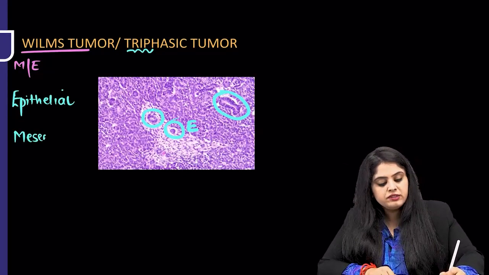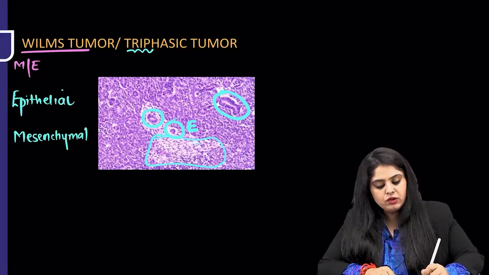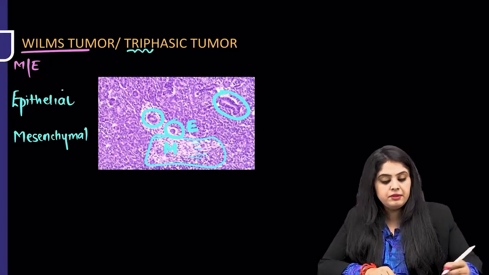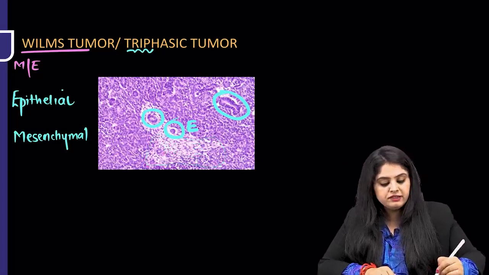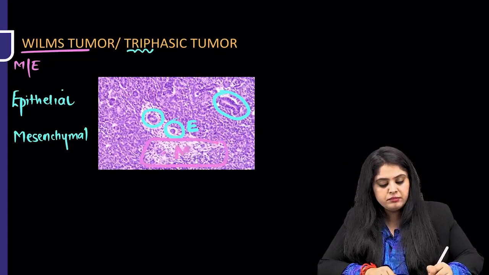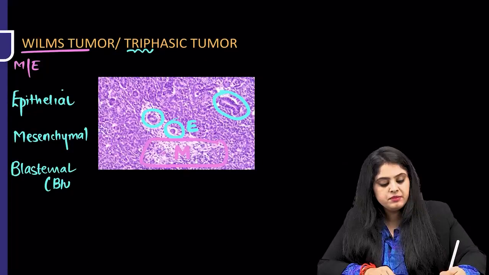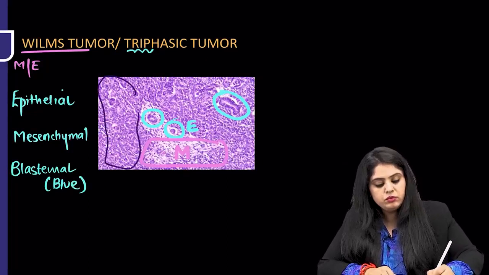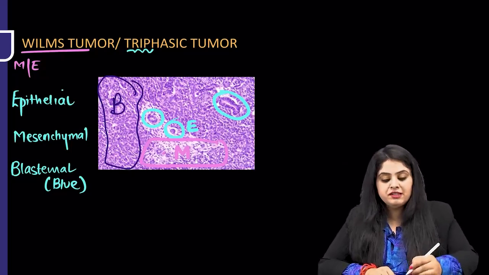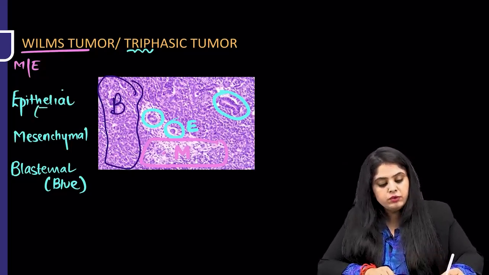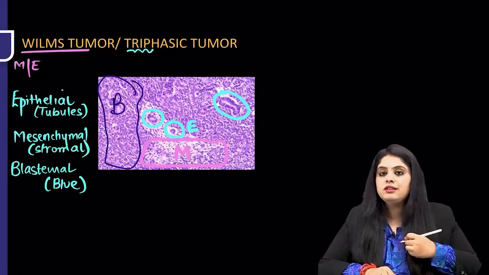The second that you're going to see is mesenchymal. Mesenchymal is all going to be the spindle cells, these long cells that you see. I'll use a different color. You can very well see this area over here is mesenchymal. And finally, all the blue color cells that you're seeing are blastemal, B for blastemal, B for blue. So the round tubules are epithelial, all the spindle stromal cells are mesenchymal, and blue color cells are blastemal.